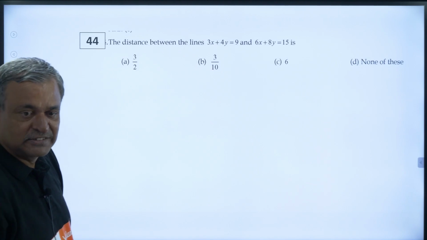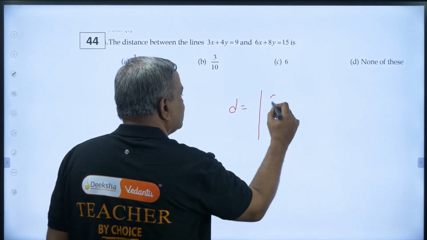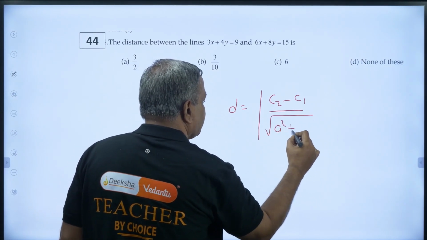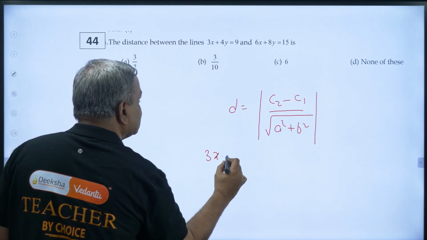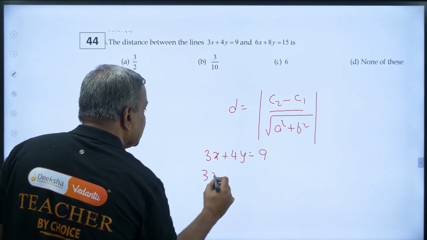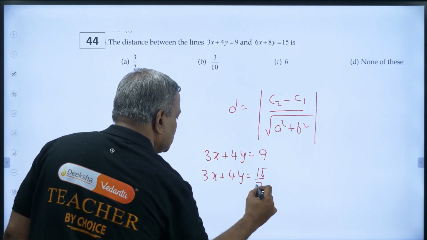Distance between the two lines. What's the formula when the parallel lines are given? Modulus c2 minus c1 by root a square plus b square. Same concept is applied here. 3x plus 4y is equal to 9. 3x plus 4y is equal to 15 by 2.